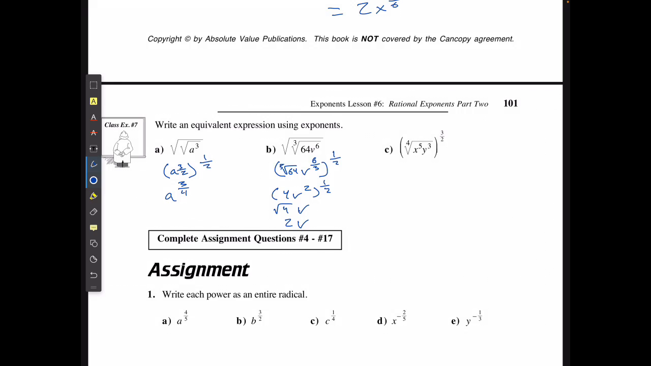For example C, I have x to the 5 over 4, y to the 3 over 4, all to the power of 3 over 2. So I'm going to multiply them, and I get x to the 5 times 3, which is 15, over 4 times 2, which is 8, and y to the 3 times 3, which is 9, over 4 times 2, which is 8. And I'm done. All right, that's it for this unit. Go ahead and get some practice.